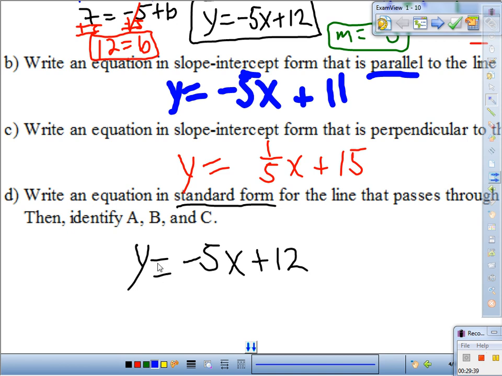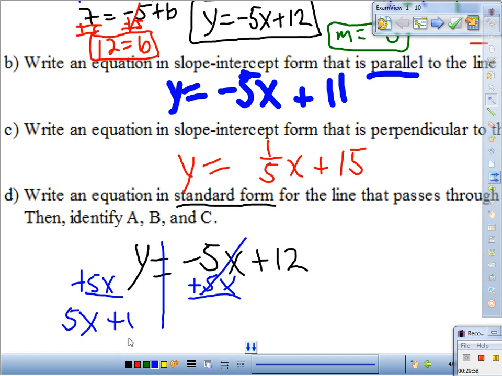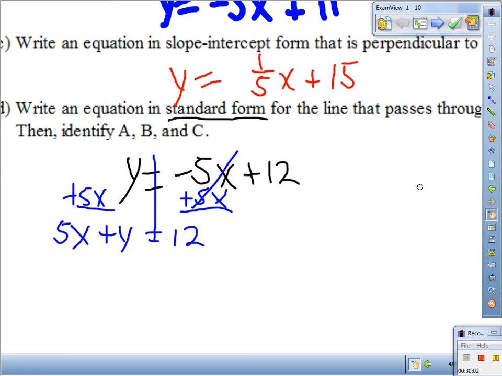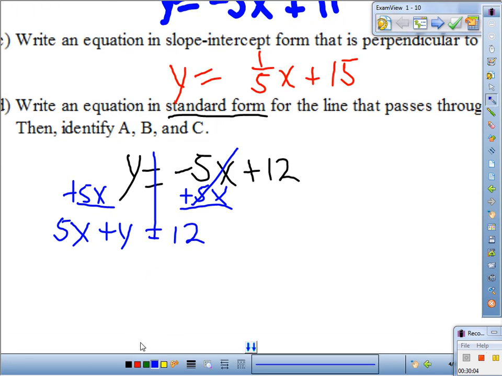Okay, that is correct. We need the x and the y on the same side of the equation, so we need to add 5x to each side. Add 5x to each side. We're left with 5x plus y equals 12. This is standard form. So now that we have it like that, let's write our form underneath.